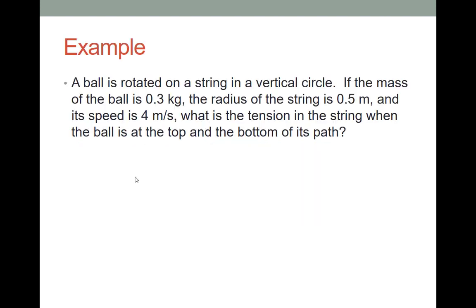The first one involves a ball rotating on a string in a vertical circle. We're given the mass of the ball at 0.3 kilograms, the radius of the string at 0.5 meters, and the speed of rotation at 4 meters per second. We want to know the tension in the string when the ball is at the top and bottom of its path.